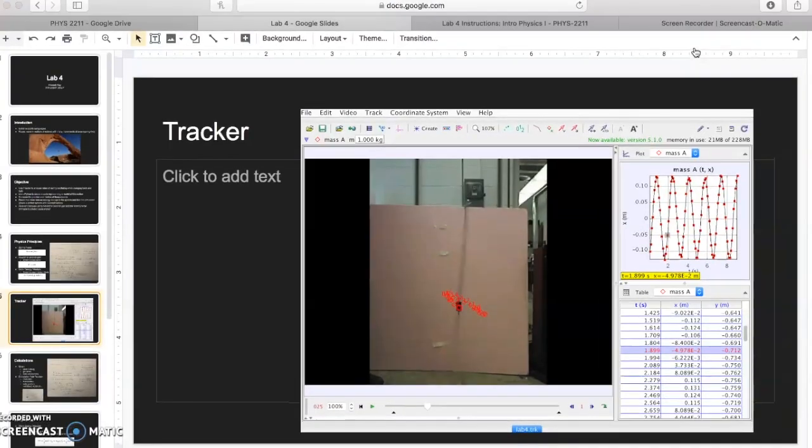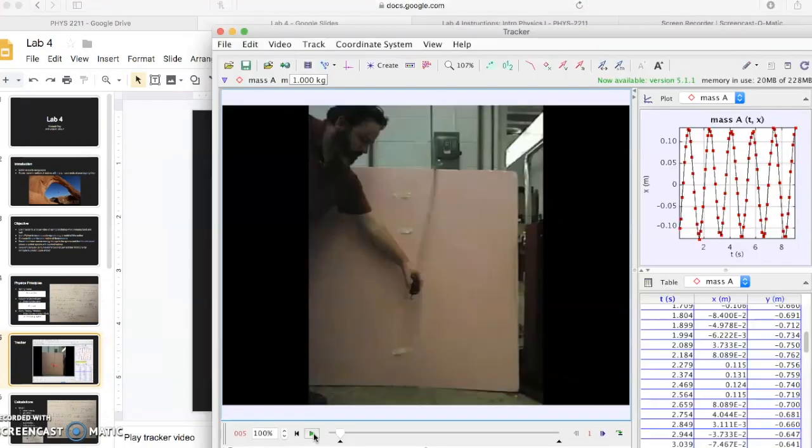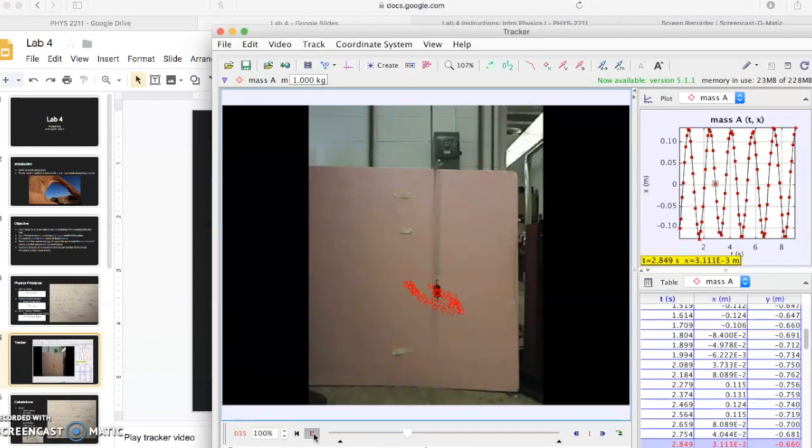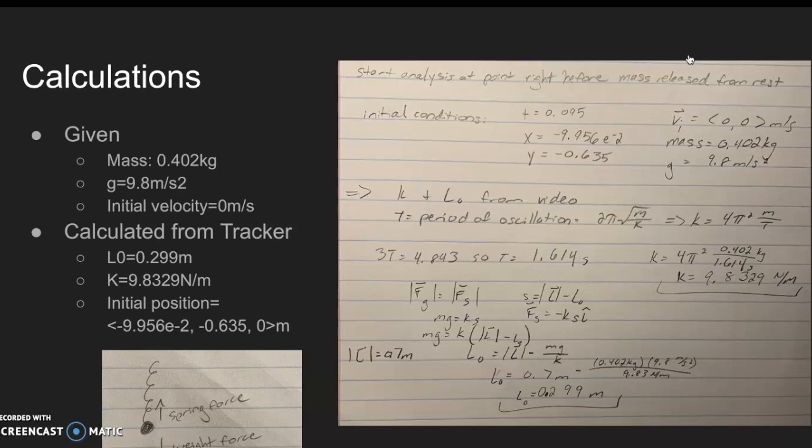The video from Tracker looks as follows. And you can see the motion on the right, both in the x direction and the y direction. I was given the mass of the ball on the end of the spring to be 0.402 kilograms, gravity is 9.8, and then the initial velocity was 0 because the mass was released from rest.